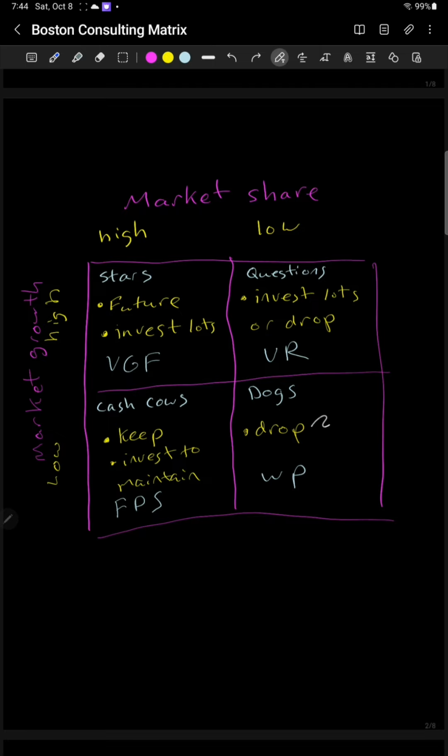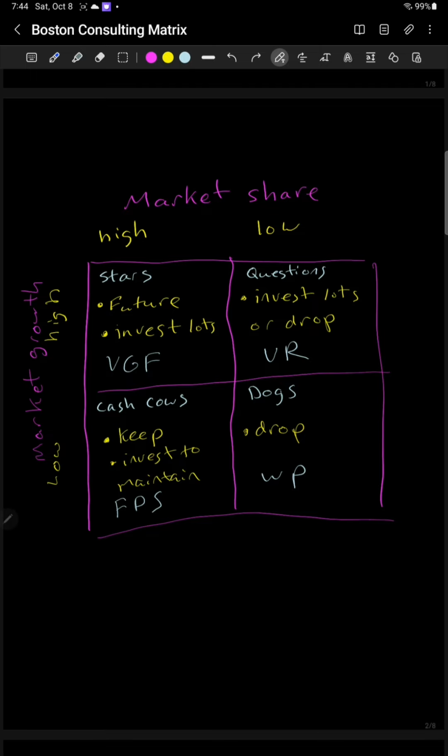And then over here, we have dogs. I don't know why the people who made this matrix don't like dogs and think they're negative. Here, you have a low market share area and low market growth. So there's no future and there's no present. What you do here is you drop it. And that's their word processing, because nobody buys word processors anymore. Not really too much. Just either Office or Google Docs.